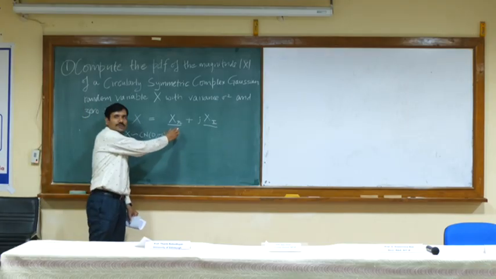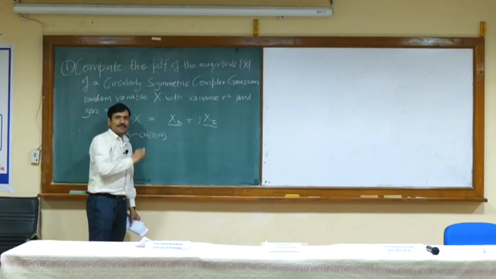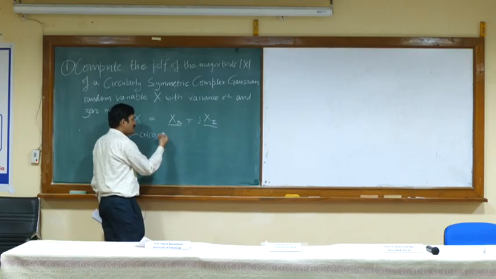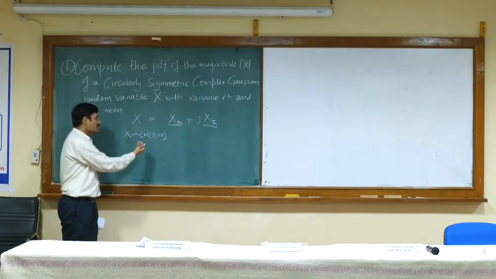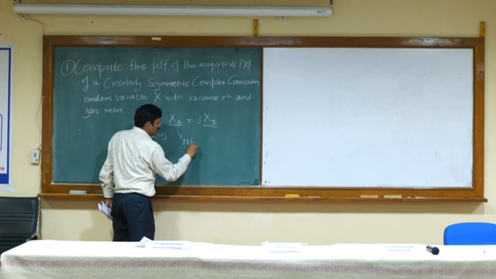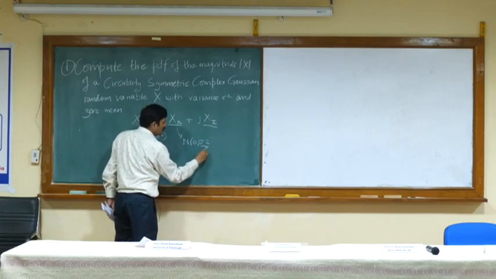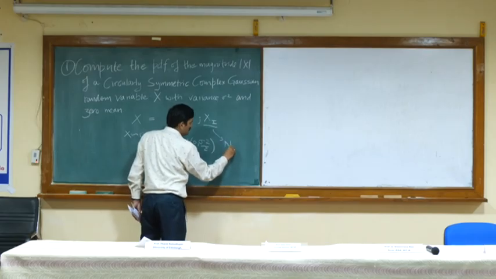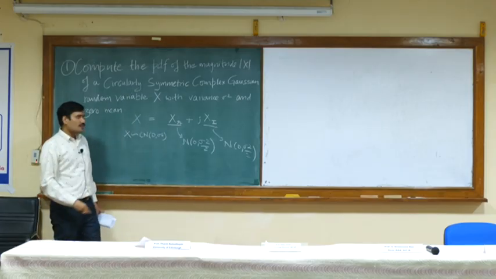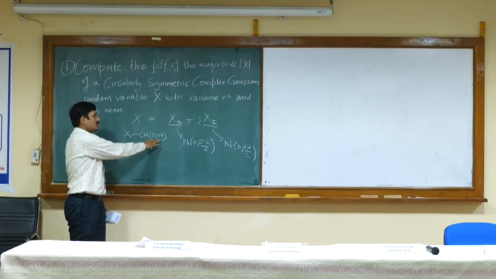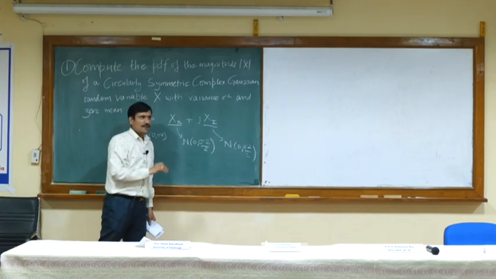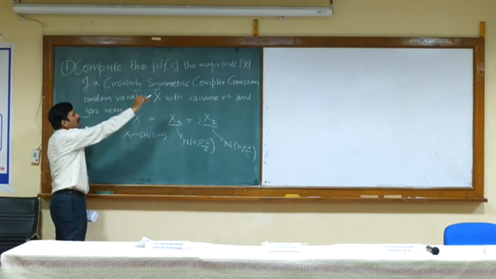Do you know how they will be distributed? In the slides, Tham sir has mentioned they will be distributed half-half. It means their variance will become half here. So this will be distributed as normal with 0 mean and sigma square divided by 2, and this will also be distributed as normal with 0 mean and sigma square divided by 2. When you add them, the total variance will become sigma square. This part clear? Now what you have to do is compute the PDF for the magnitude of x.